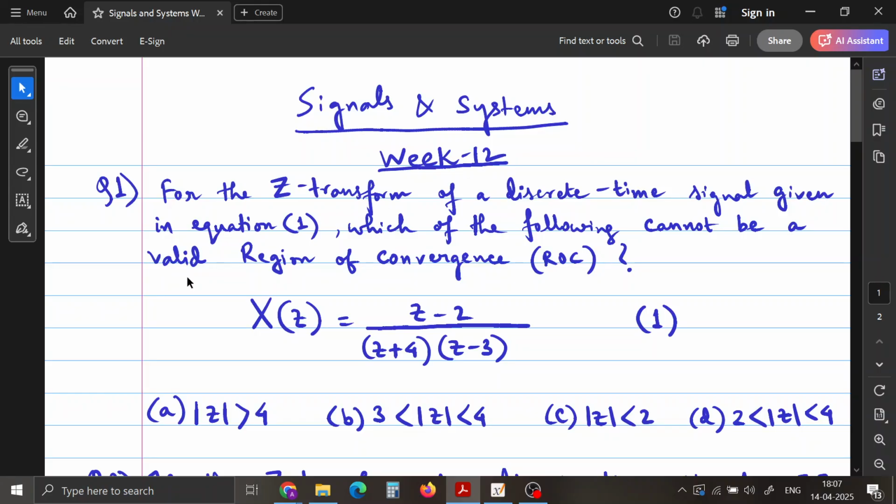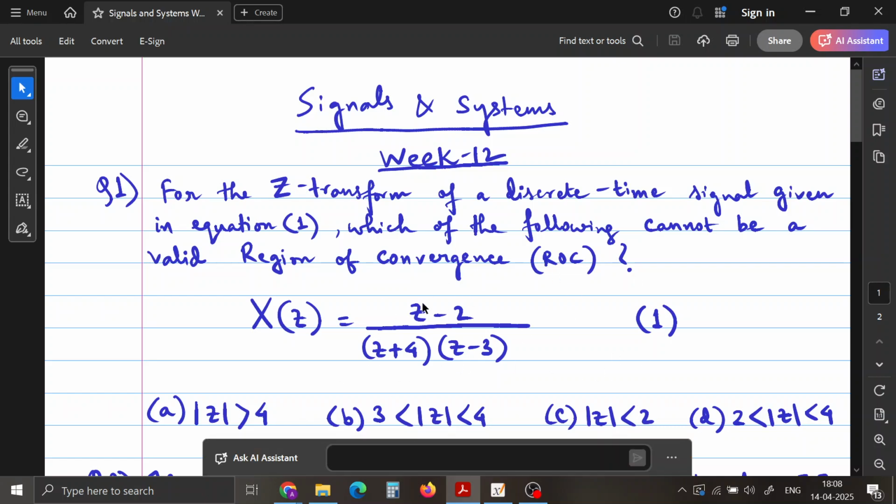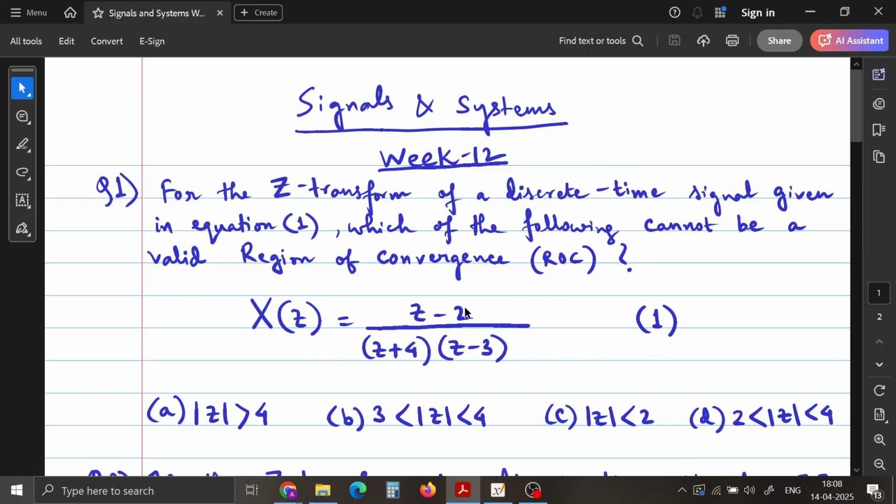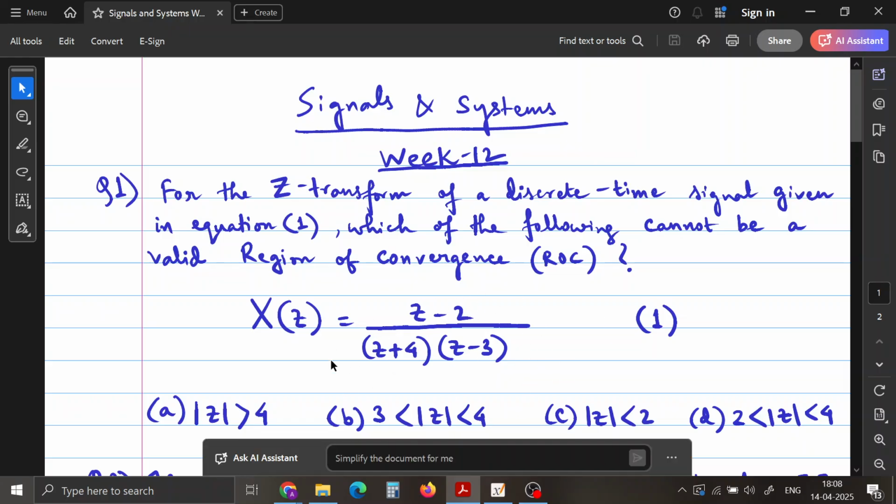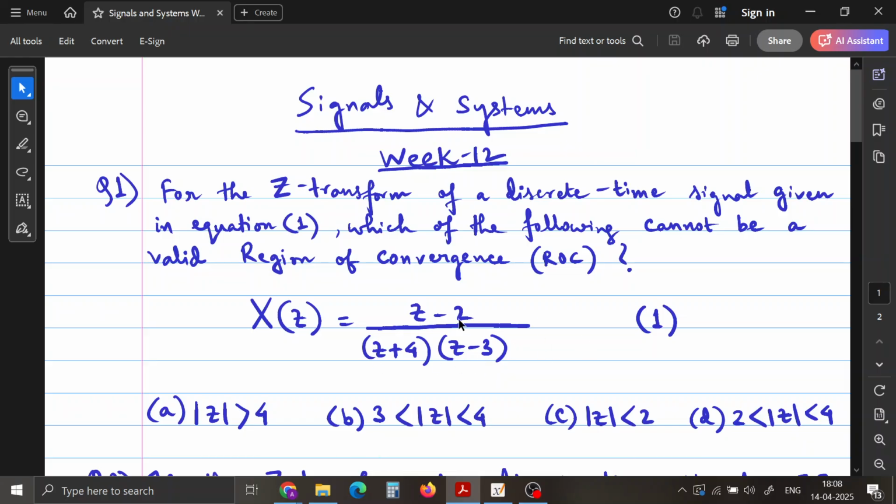Okay. All right. So here is the first question. We are asked that for the Z transform of a discrete time signal given in equation 1, where you are given the Z transform of a discrete time signal. The Z transform is denoted by capital X of Z, and it has this expression. It's the commonly encountered rational form, where in the numerator you have a first order polynomial, and in the denominator you have a second order polynomial, which is nicely factorized into two first order polynomials.